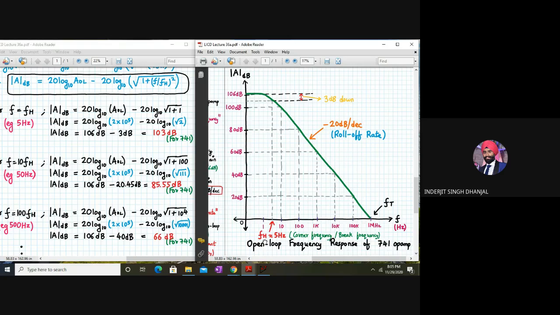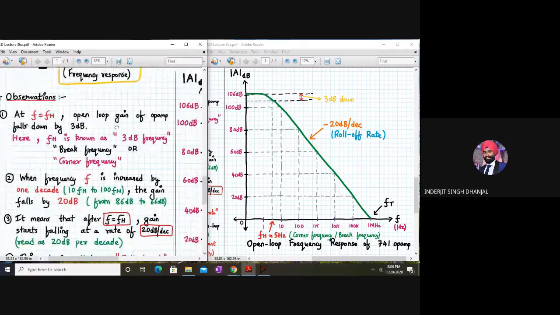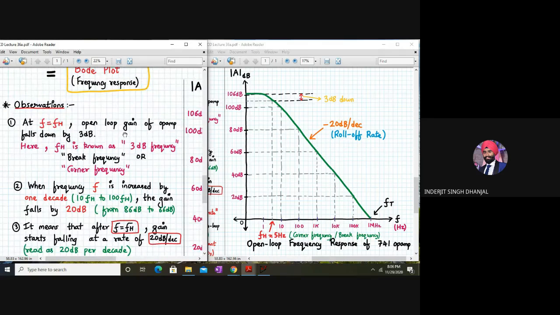So now your fh is actually 5 hertz, correct? But it is also called corner frequency, higher cutoff frequency, or break frequency. It has many names. So now let's start analyzing this open loop frequency response. Okay. Now the first observation is at f equal to fh, your open loop gain of the op-amp falls by 3 dB. Okay. So fh is also known as 3 dB frequency, break frequency, or corner frequency.